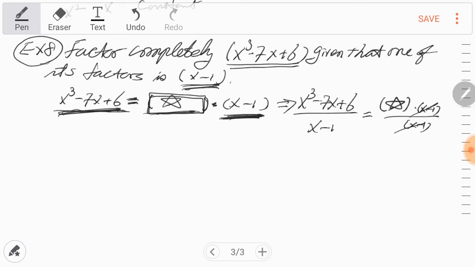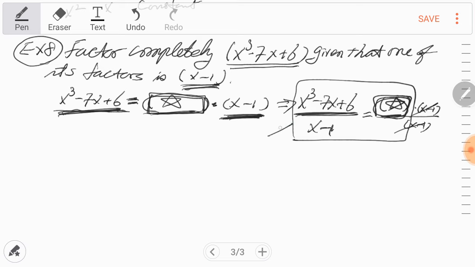So what we have is star. Star is the factor that we are looking for. We need to factor completely, so we have to find this factor. And this factor is equal to the polynomial divided by x minus 1. So let's do this division so that we can find this fraction.